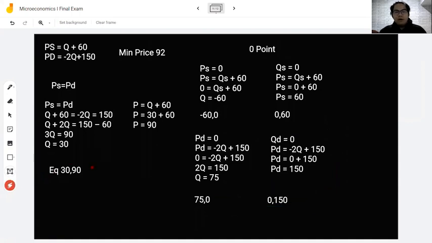Okay, so all of these coordinates, 30, 90, minus 60 and 0, 75, 0, 0, 60 and 0, 150, will be used in the deadweight loss Cartesian diagram. And also this 92, the minimum price. Before we see the Cartesian diagram, I will explain briefly about minimum price. So minimum price is regulated by the government.